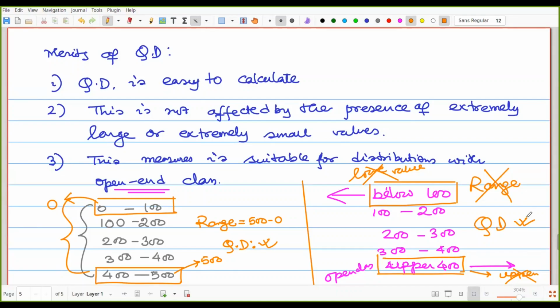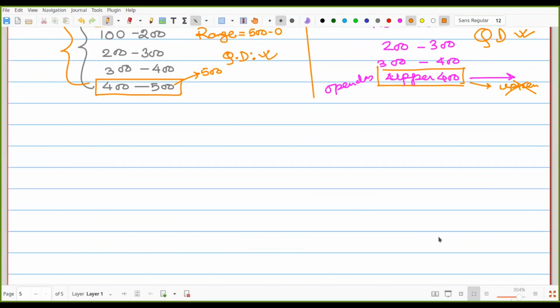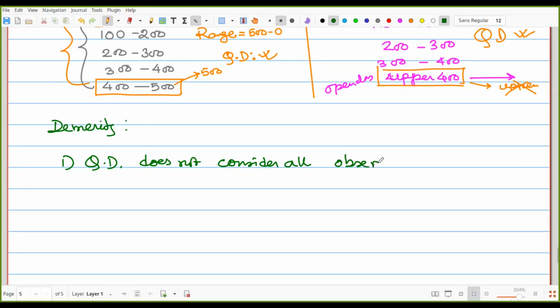So for the quartile deviation, open end class is not important. So we can find out the quartile deviation for open class also. Now some demerits of the quartile deviation. Number one, quartile deviation does not consider all observations in the data set. So there is a limitation.